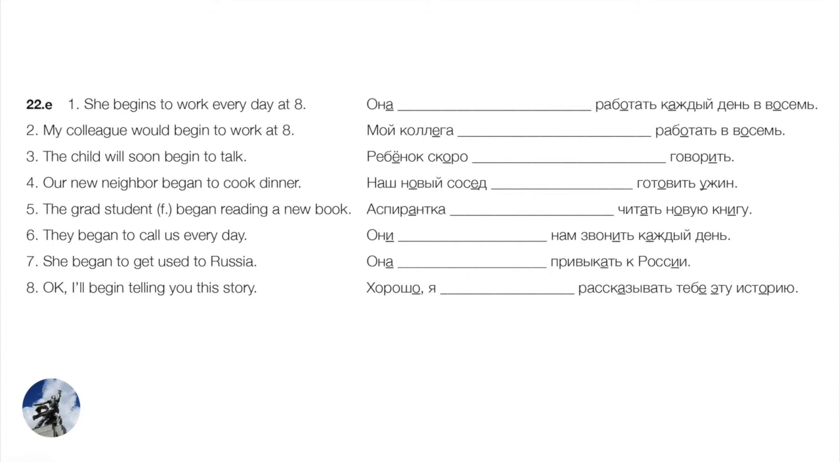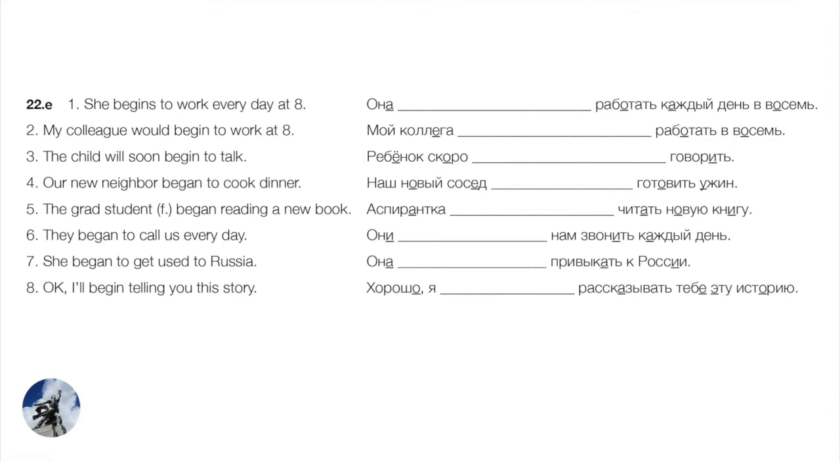She begins to work every day at 8, or she starts to work every day at 8. Okay, that's present tense, so that's a no-brainer, right? Imperfective. Она начинает работать каждый день в 8. Number 2, my colleague would begin to work at 8. Okay, there's that again. Would do something, past tense. This is describing habit, repetition. So we need past tense imperfective. Мой коллега начинал работать в 8.